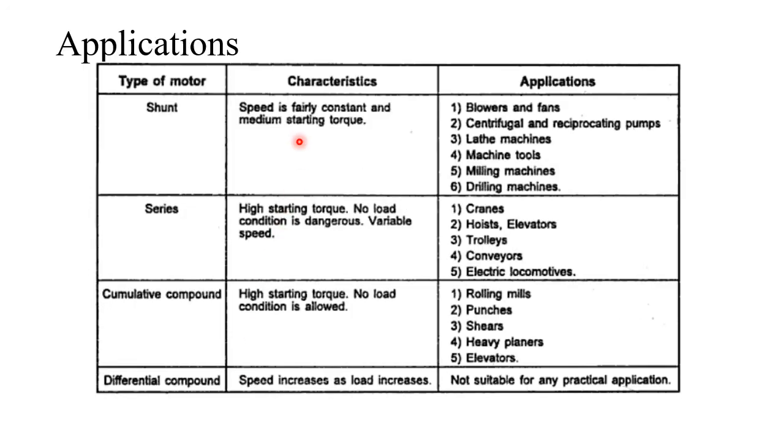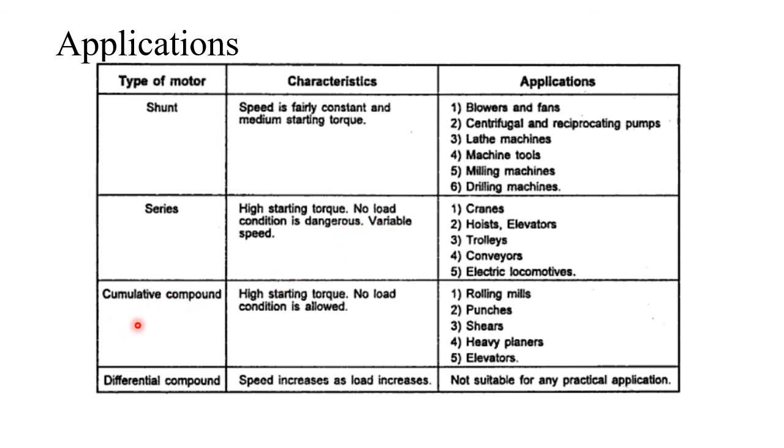From the various graphs, you can notice that in a DC shunt motor the speed is fairly constant, but the starting torque is medium. In a DC series motor, you can notice there is a high starting torque, and since it has a high starting torque, the no load condition is dangerous, which may lead to an accident. It can operate at variable speed.